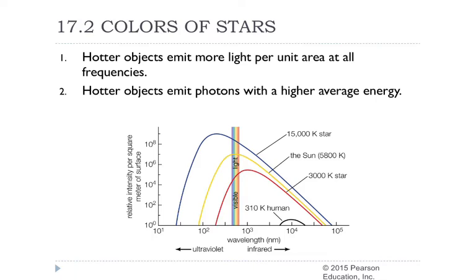And so when we look at the wavelengths, we see that there are going to be colors associated with these stars. Hotter objects are going to emit at these higher frequencies because those photons are going to have higher energy. So we see hotter objects will be more bluish in color. Cooler objects will be more reddish in color.